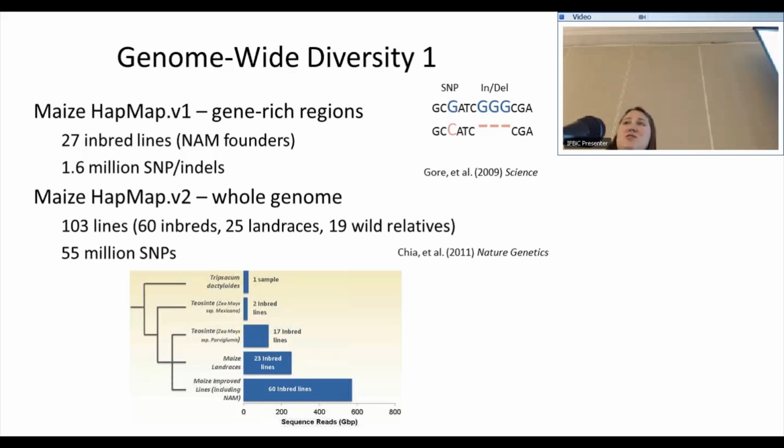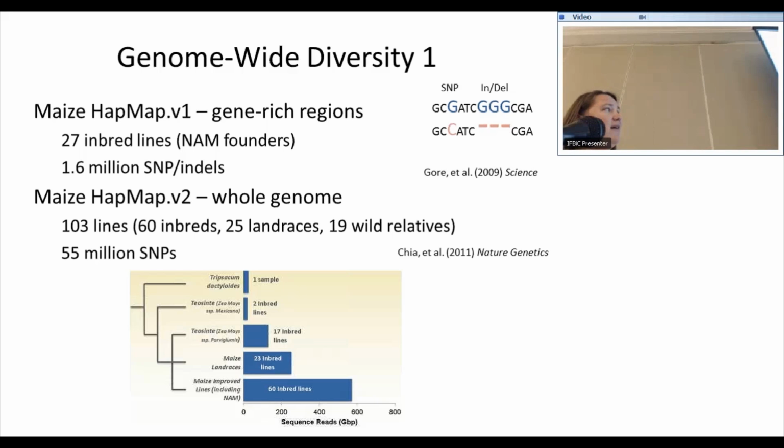These are not SNPs that anybody made intentionally. These are just naturally occurring SNPs. Just recently, within the last couple months, the Maize HapMap genome project came up, from our project, with the whole genome HapMap. In this case, we took 103 lines, including the same 27 lines, plus some other inbreds, some land races, those are the intermediates between domestication and modern inbreds, and then 19 wild relatives.